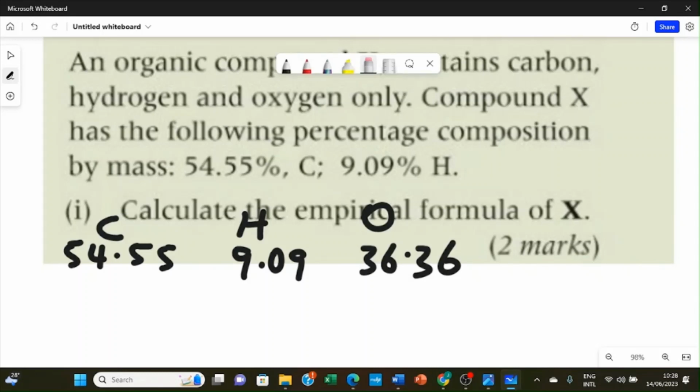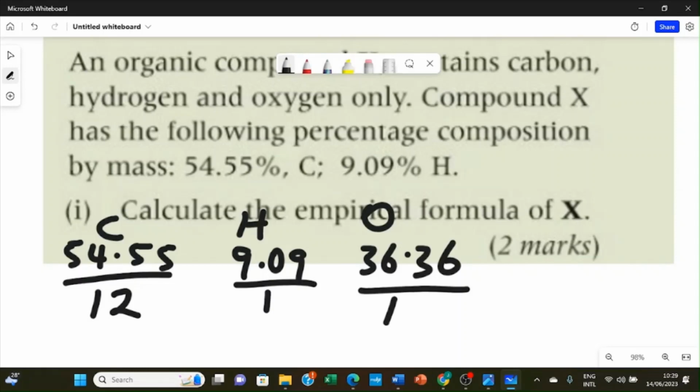So having determined the percentage composition by masses of each of the elements, the next thing we need to do is what? To determine the number of moles. So divide through by the relative atomic masses of each of the elements. That is the reason you need the relative atomic mass. So carbon is 12, divide through by 12, which is the relative atomic mass of carbon, divide by 1, which is the relative atomic mass of hydrogen, and divide by 16, which is the relative atomic mass of oxygen. So it will now be 54.55 divided by 12. So you have 4.5.